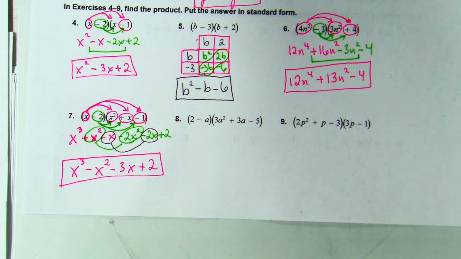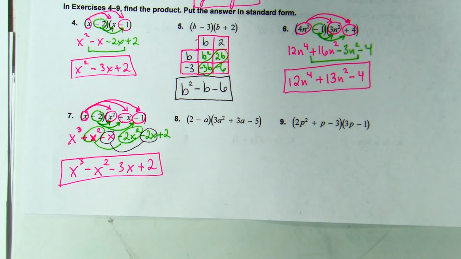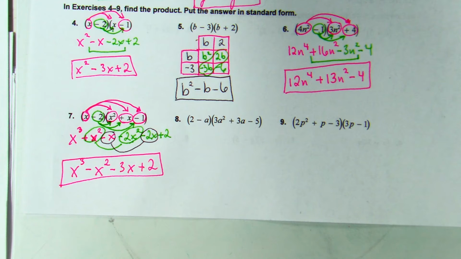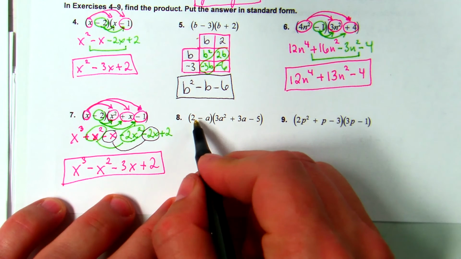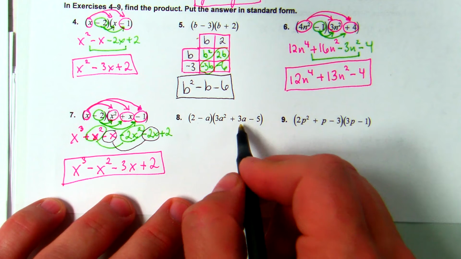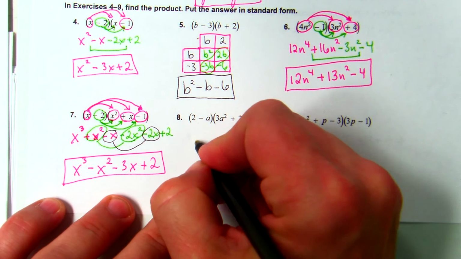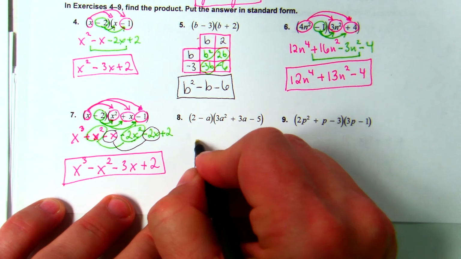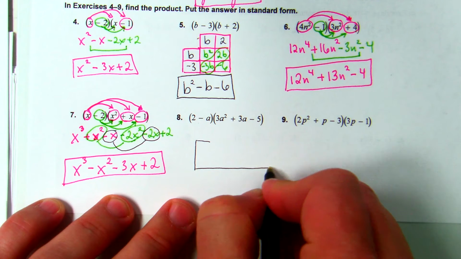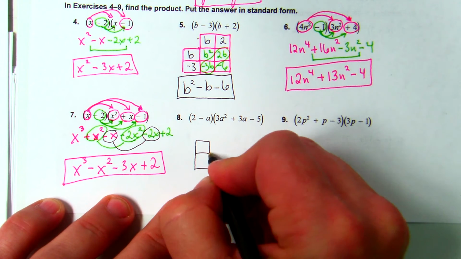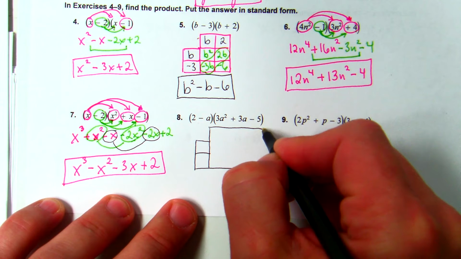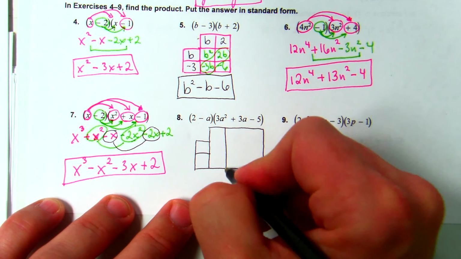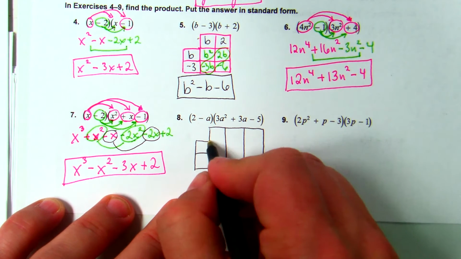Okay, as mentioned, let's do this one in the form of a table so that you know that you can still make the table work even though you're multiplying a binomial times a trinomial. So if I go 2 on this side, but I'm going to go 3 on this one. So I'm going to have 1, 2, 3.